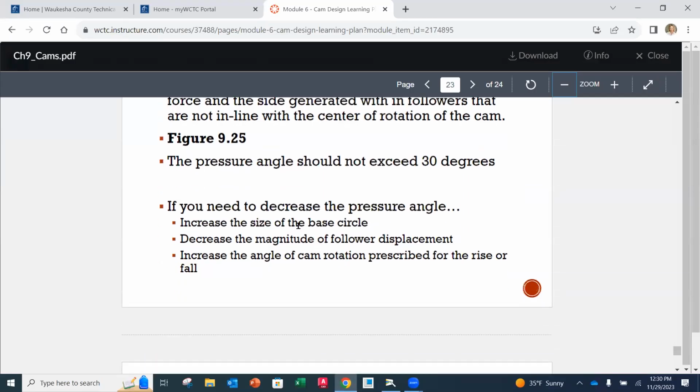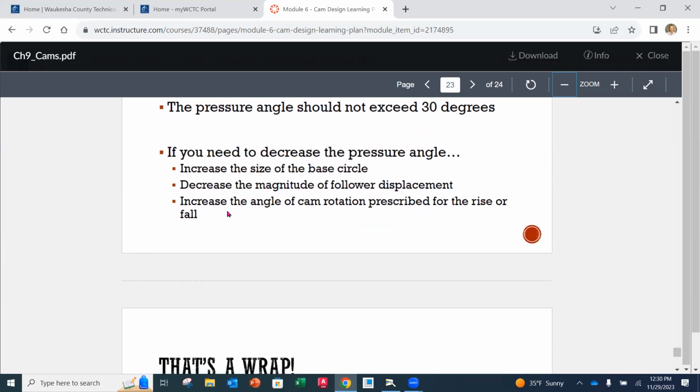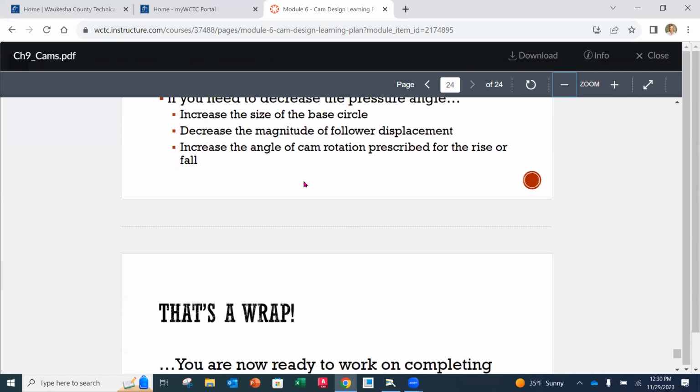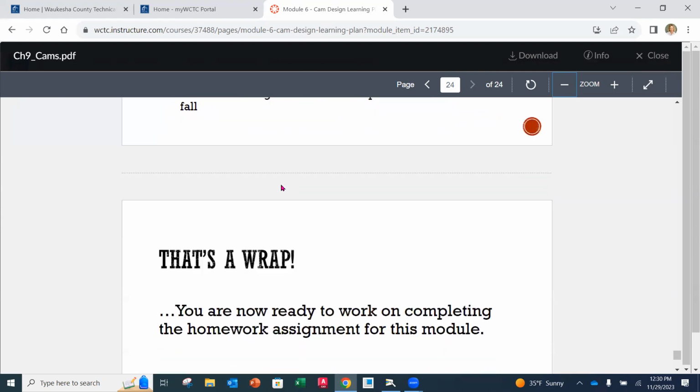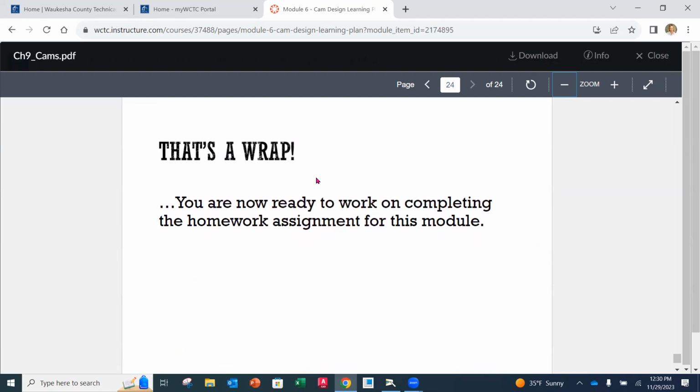So if you need to decrease the pressure angle, you want to increase the size of that base circle, decrease the magnitude of the follower displacement, or increase the angle that cam rotation is on the rise and the fall. So not making it as steep in each one of those directions, kind of distributing it over the cam profile. So that takes us to the very end.